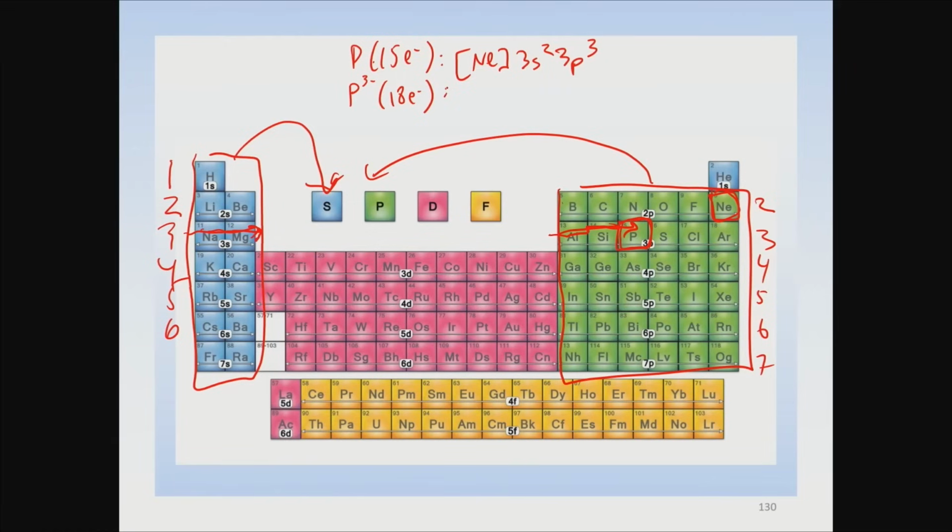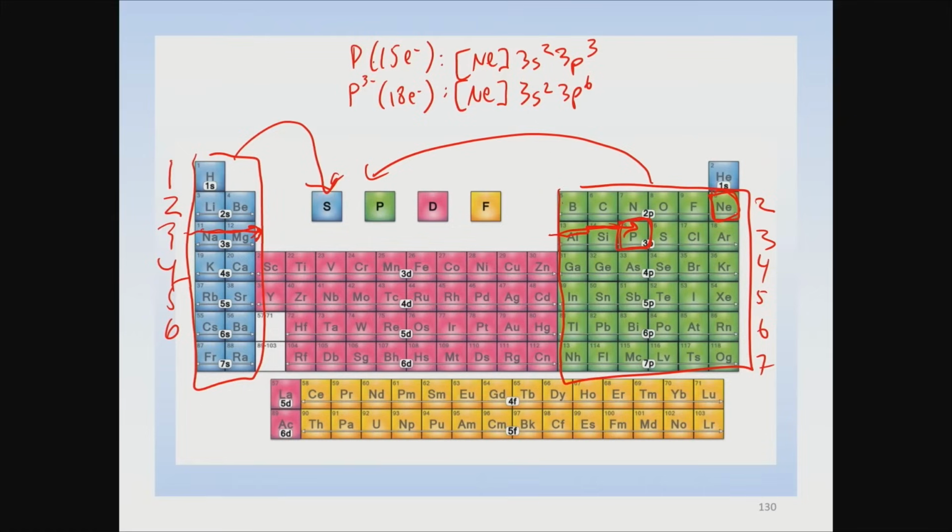What is it? Well, if you look carefully at phosphorus's atom configuration, what you can see is that there are only 3 electrons in the p sublevel. The p sublevel can accept up to 6 electrons, so we can put 3 more here in the p sublevel in the third energy level. So the phosphide anion should have this configuration: neon's configuration, and then 3s2, 3p6.